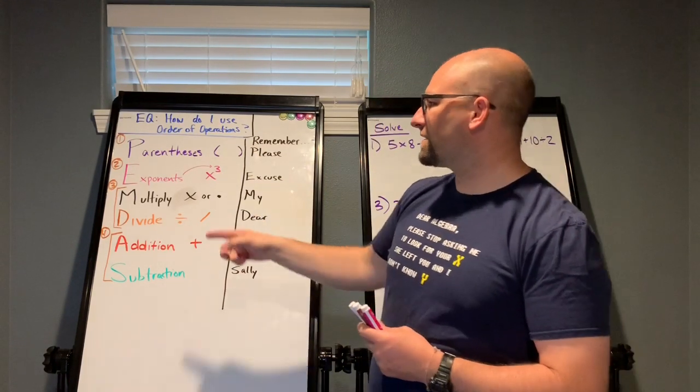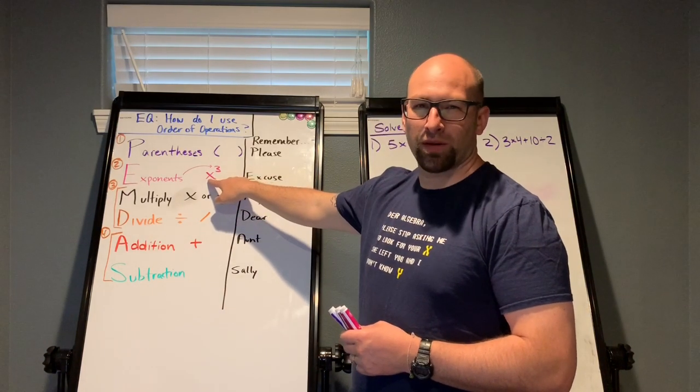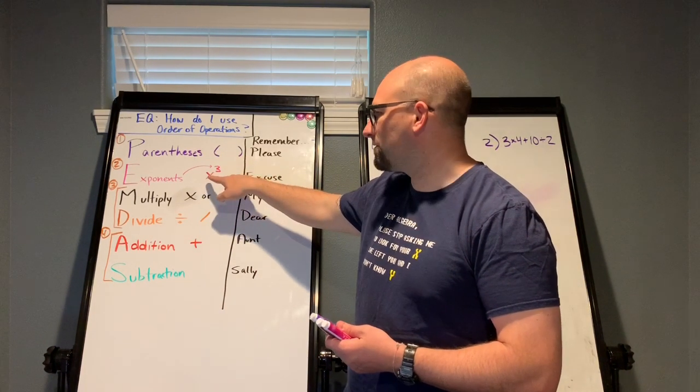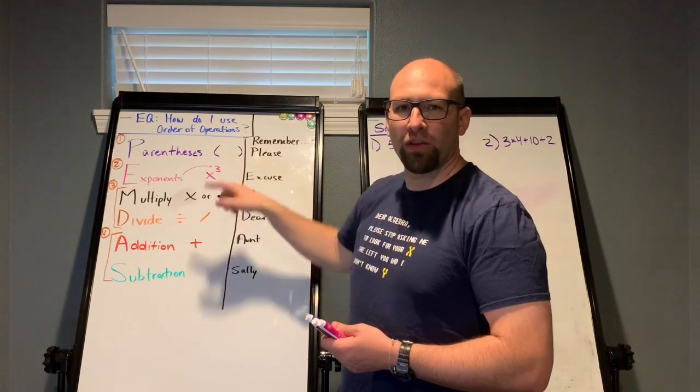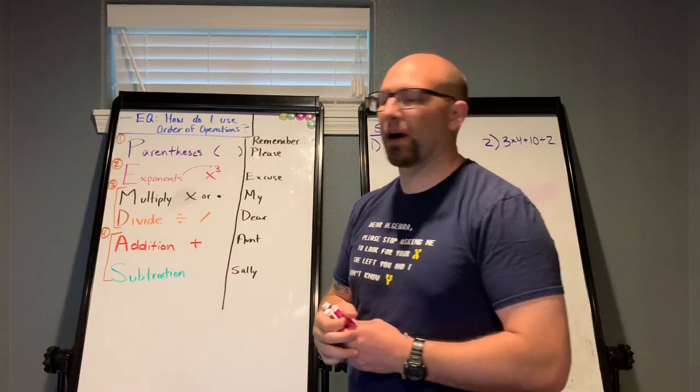Okay. Second thing you're going to take care of is exponents. So anytime you have a number or a variable, normally it's going to be a number, but if you have a variable, that's fine too. It's that exponent. That's a small number, a little number right above it that you're going to have to work out. Okay.